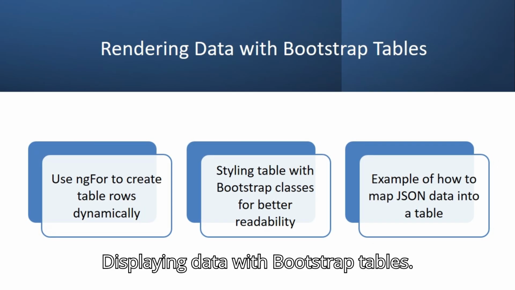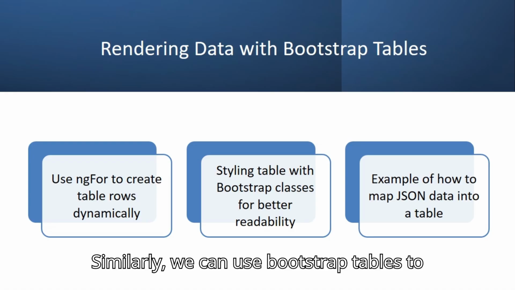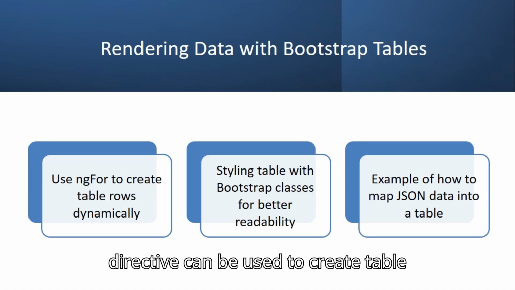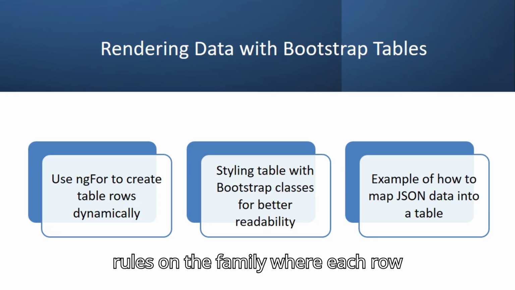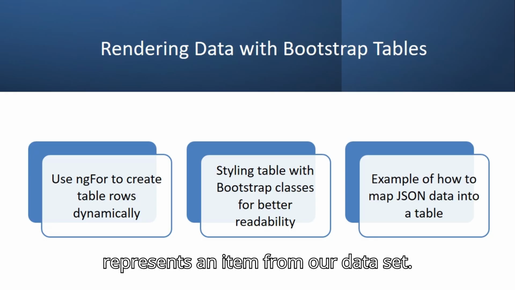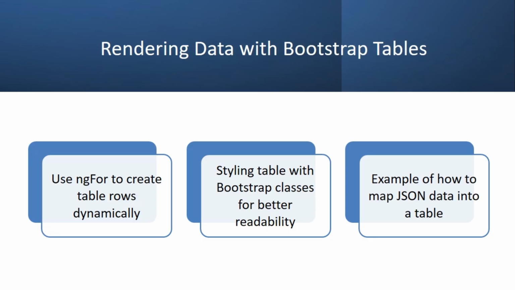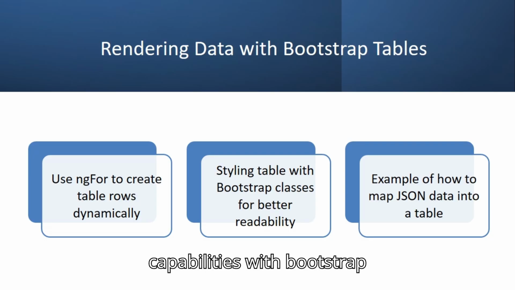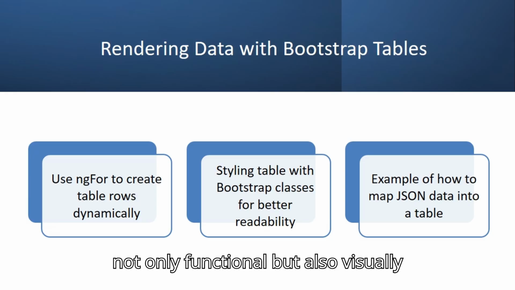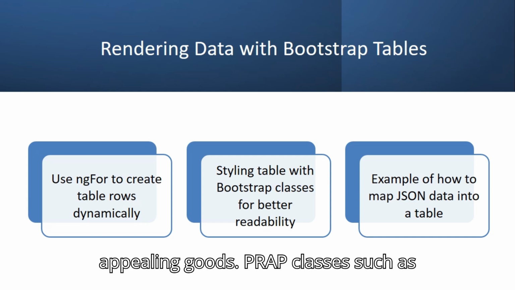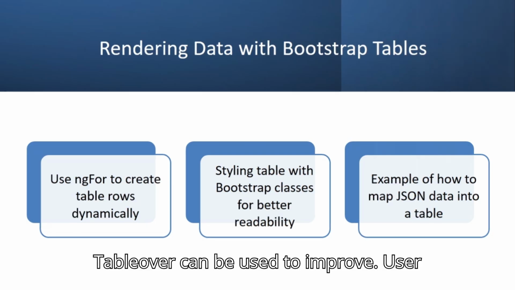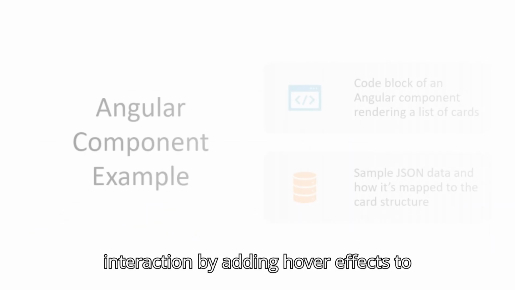Displaying data with Bootstrap tables. Similarly, we can use Bootstrap tables to display dynamic data. The ngFor directive can be used to create table rows on the fly, where each row represents an item from our dataset. By combining Angular's data binding capabilities with Bootstrap styling, we get tables that are not only functional but also visually appealing. Bootstrap classes such as table-hover can be used to improve user interaction by adding hover effects to the rows.